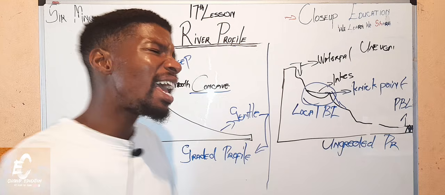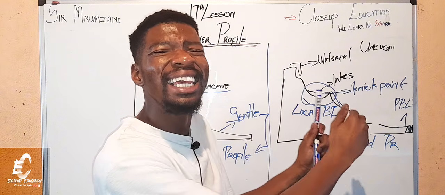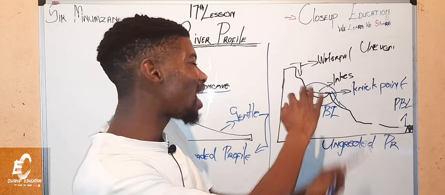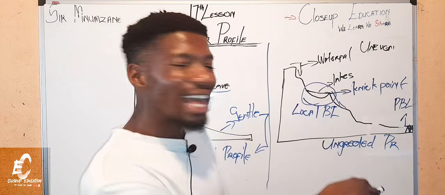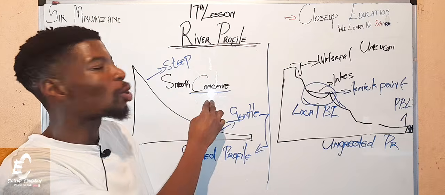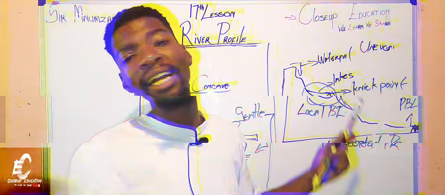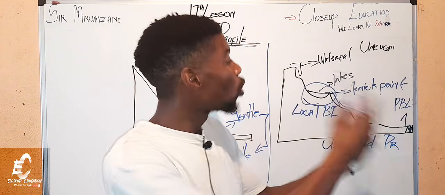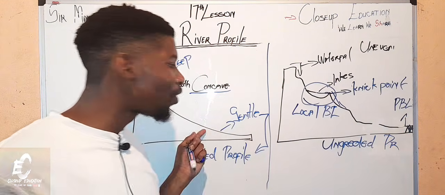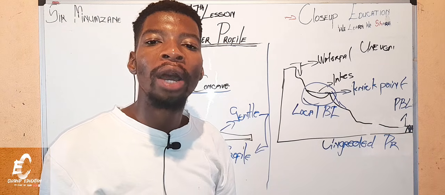This is our ungraded river profile, meaning it is very much uneven. There is everything happening here. We could see there is a lot of erosion happening here. It is not a smooth concave shape. Guys, these are your free marks. If you are not getting free marks here, I don't know what you want from me, guys.